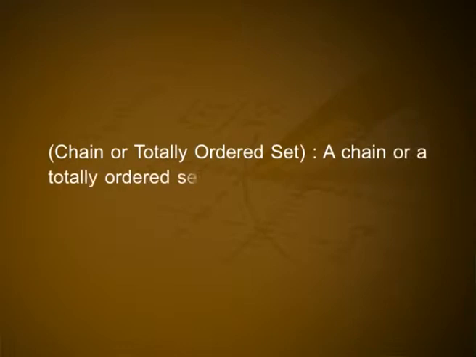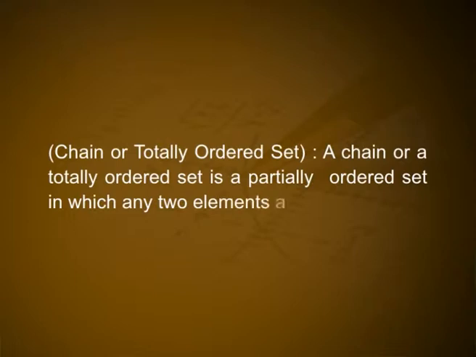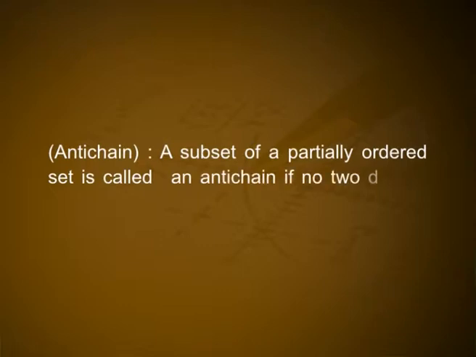A chain or a totally ordered set is a partially ordered set in which any two elements are related. The corresponding relation is called a total order relation. The number of elements in a chain is called its length. Next, anti-chain. A subset of a partially ordered set is called an anti-chain if no two distinct elements of the subset are related.